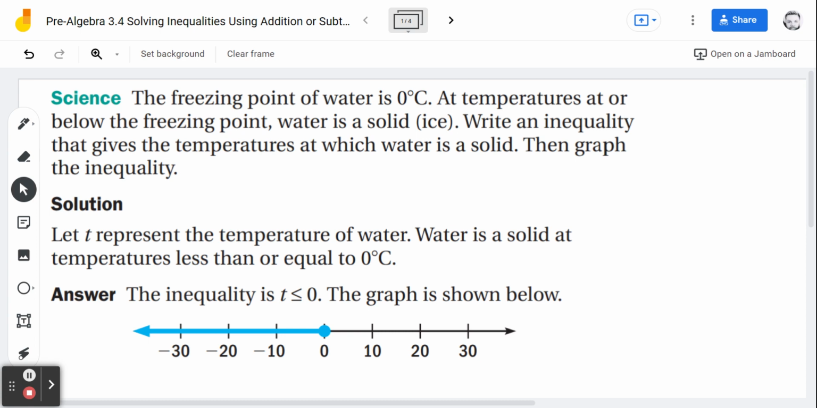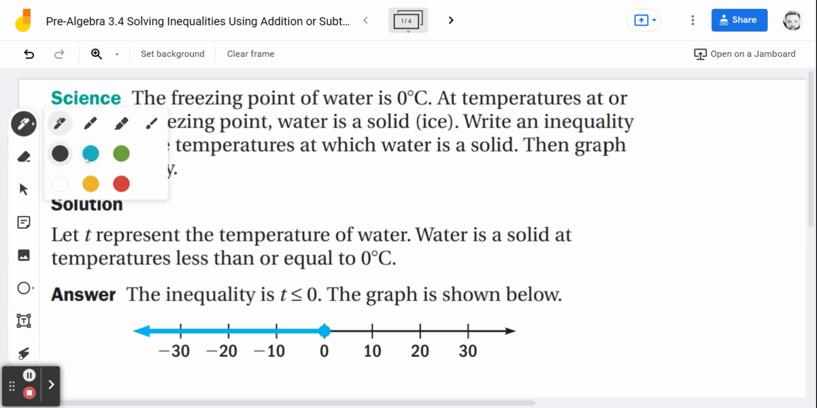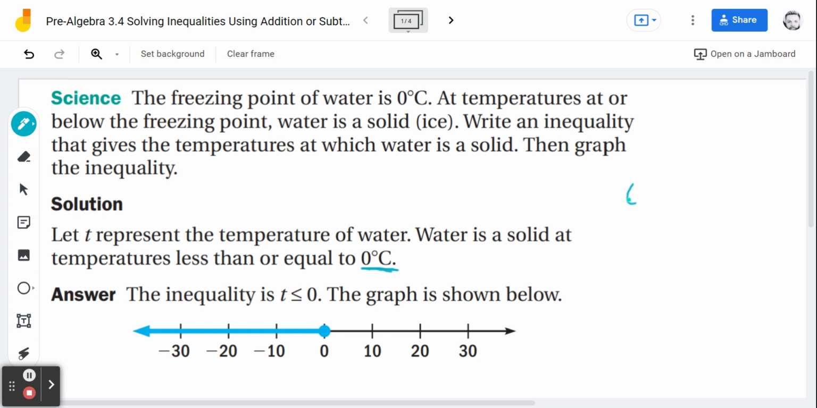for all temperatures less than 0. Now, what does that mean? Well, what that means is water turns to ice, and this is in Celsius, by the way, right? So when the temperature is equal to 0 degrees, it's a solid.